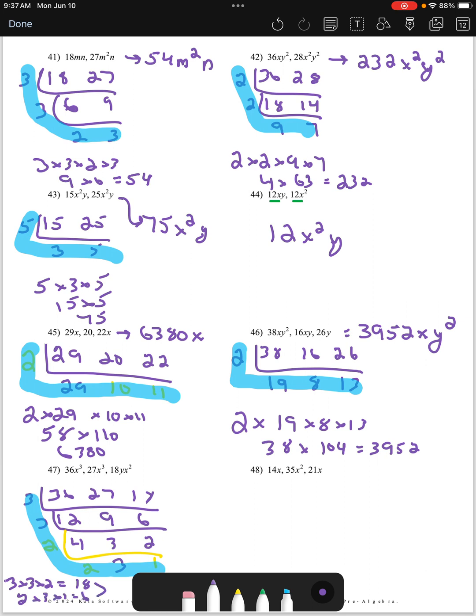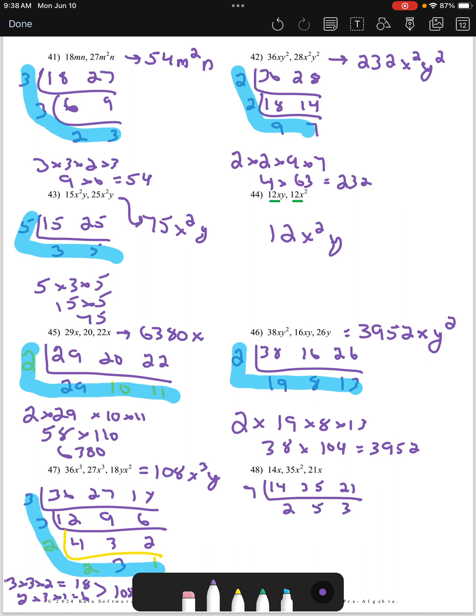So let's see. 3 times 3 times 2 is 9 times 2. 9 times 2 is 18. 2 times 3 times 1 is 6. 18 times 6 is 108. Really squeezing things in here. Let's see. X's. Definitely. Biggest exponent is a 3. We also have a y here, so it comes along. 108, x to the third y.